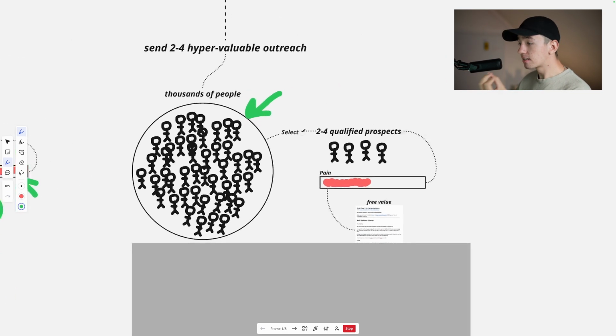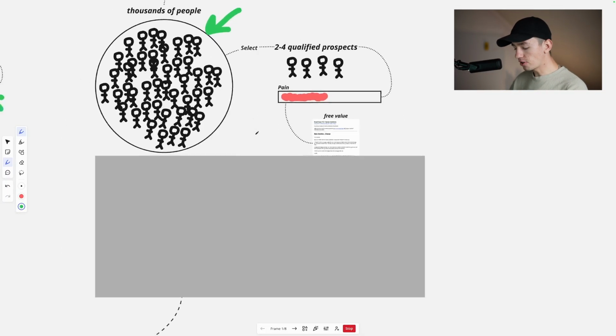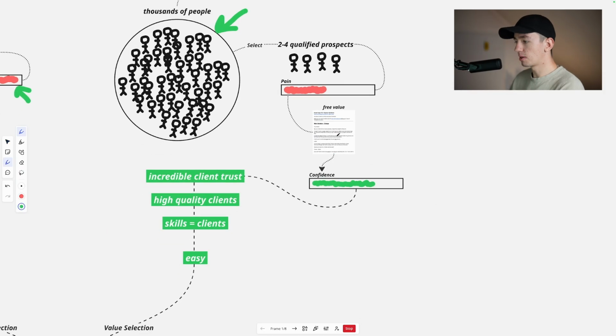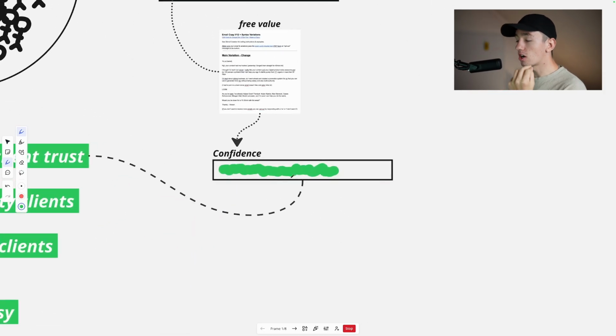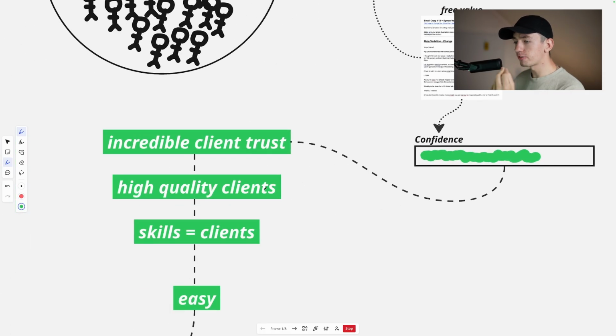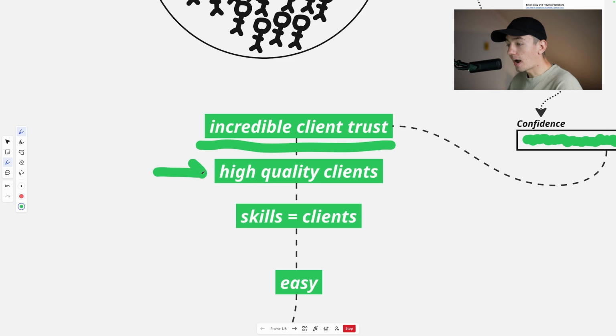And you can select 2 to 4 qualified prospects that you can see have pain. They have pain and they're willing to do something to solve this. You can see it by taking a look at their business. And what you do is really just give them free value, because when you give them free value, their confidence in you goes up. And if you build confidence in them, you're going to have incredible client trust. As people are going to be like, okay, this person knows his stuff, I want to work with him. And you're going to get high quality clients.